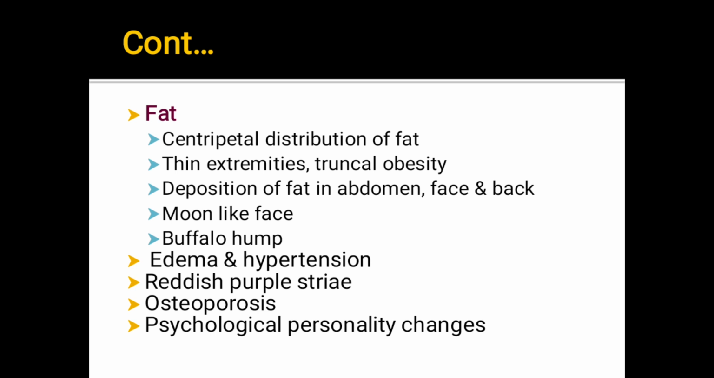Now, why is there reddish purple striae? Because cortisol decreases the collagen synthesis and causes thinning of the walls of the capillaries, so they rupture easily and form small hemorrhages. Now, why are edema and hypertension there? Because glucocorticoids have some mineralocorticoid activity, and this causes sodium and water retention, which leads to edema and hypertension. Now, why osteoporosis? Cortisol inhibits bone formation and also enhances bone resorption. And psychosis occurs due to the action of cortisol on the CNS.